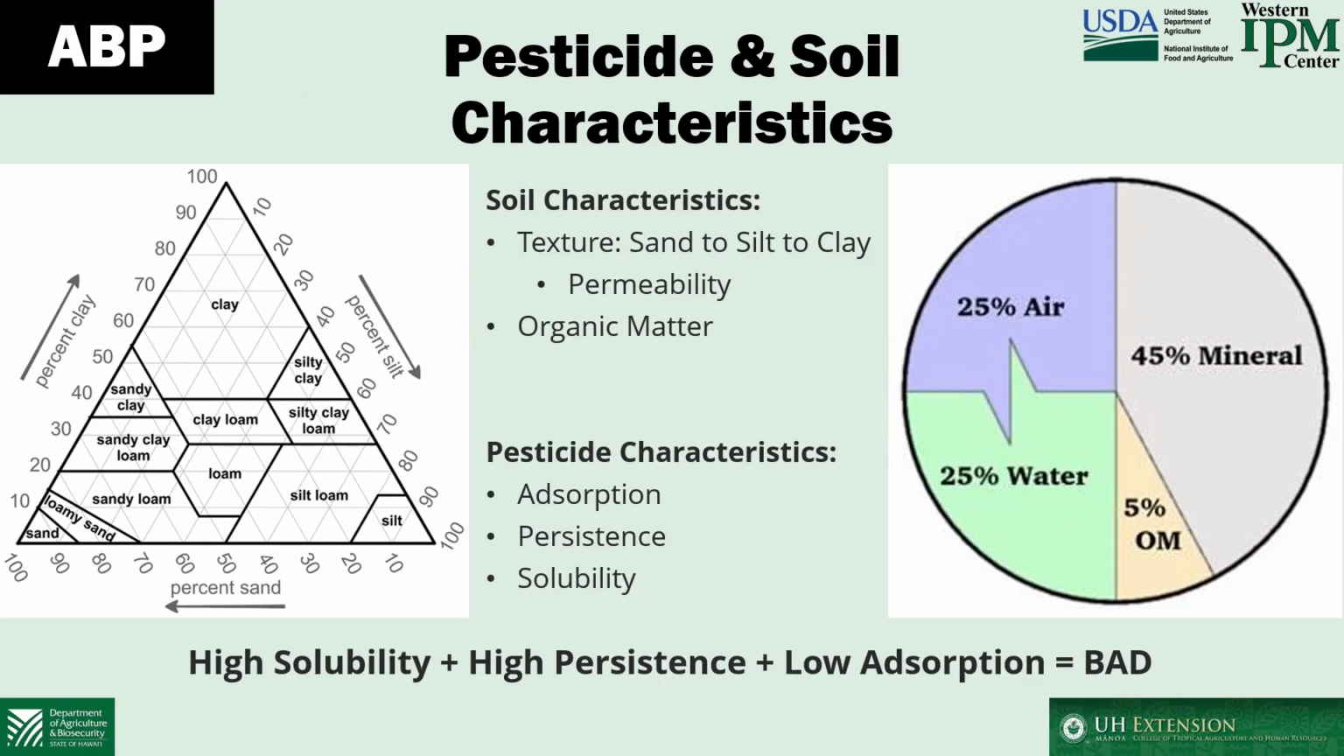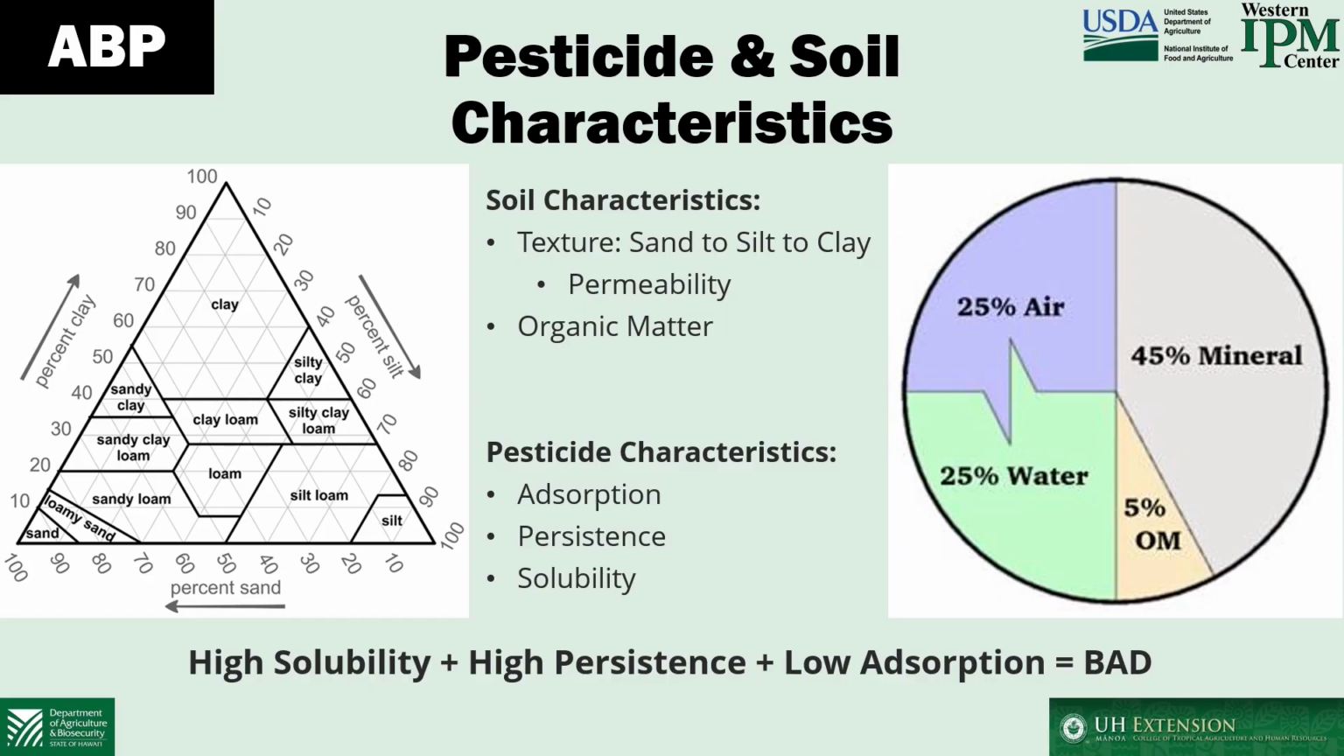So to get a little bit deeper into pesticide and soil characteristics, if you look at this handy diagram on the right, you'll see that soil is typically 50% open space. And that open space is going to be taken up by a mixture of air and water. Obviously not all soils are exactly like this, but this is a generalization that is good to keep in mind. And so if we're talking about the permeability of soil, the pore spaces, how easy it is for water to infiltrate through that soil. That is a direct relationship to the soil's texture.